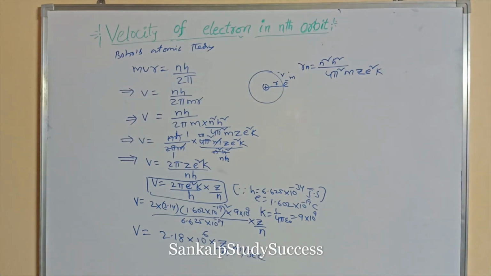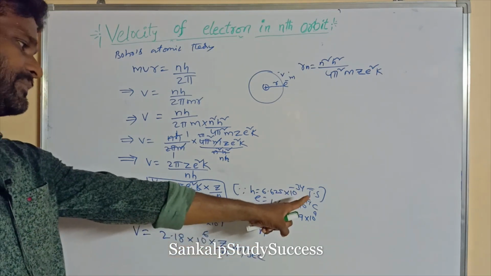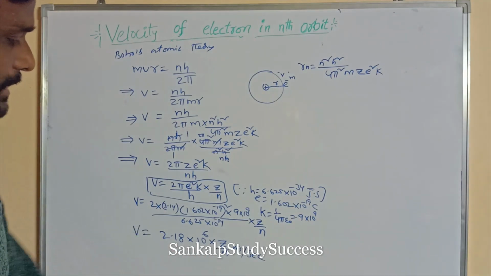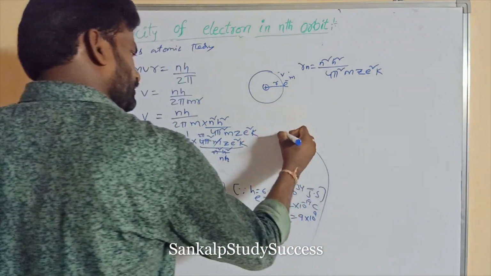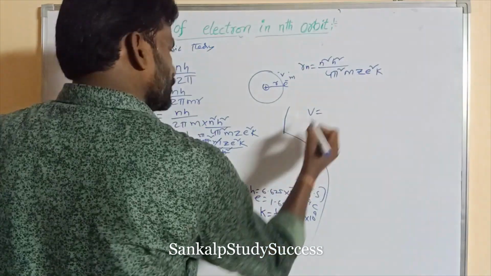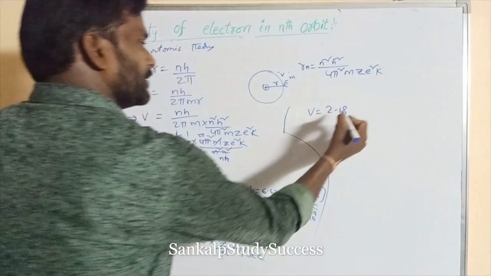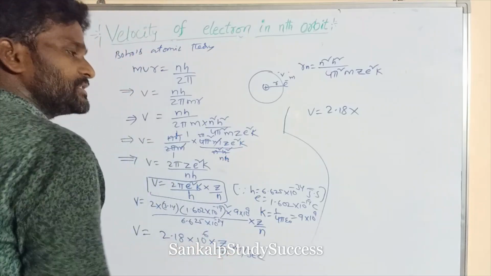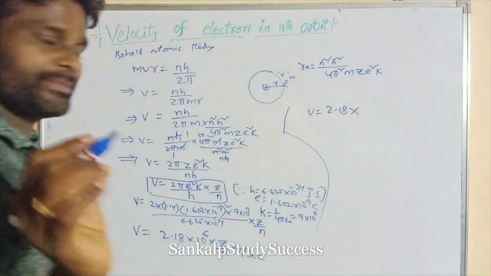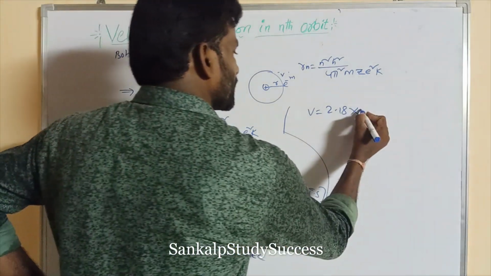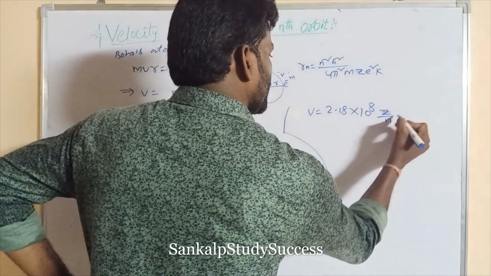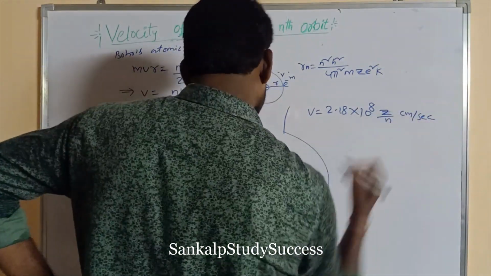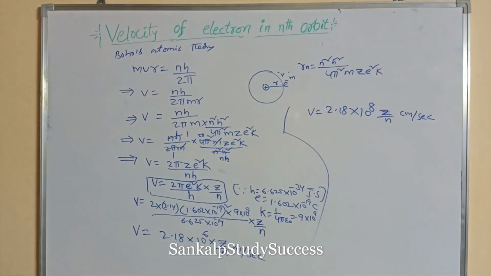So what are the units of velocity? Meter per second. So not centimeter per second. All these values are taken in MKS. So finally we got meter per second. So this is also written as velocity v is equal to 2.18 into 10 to the power of 6, and 1 meter is equal to 100 centimeter. 100 can be written as 10 square centimeter. 10 square into 10 to the power of 6 gives 10 to the power of 8, z by n centimeter per second. So this is the velocity of electron in nth orbit.